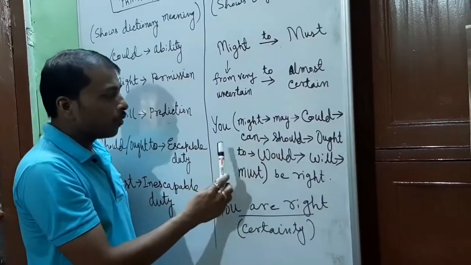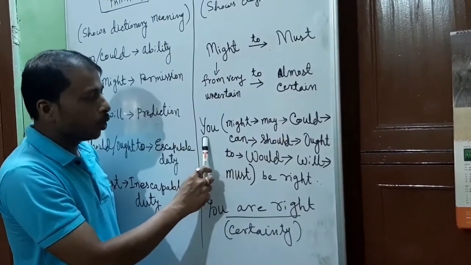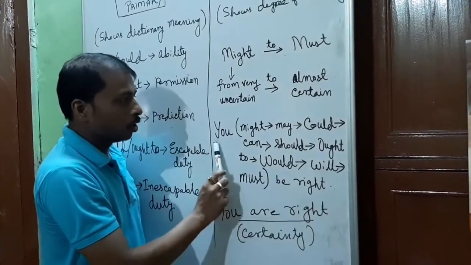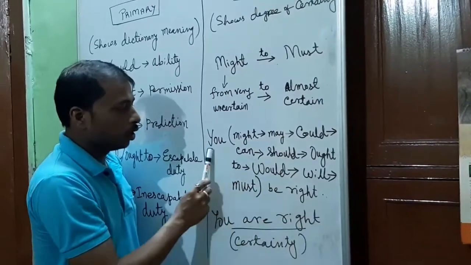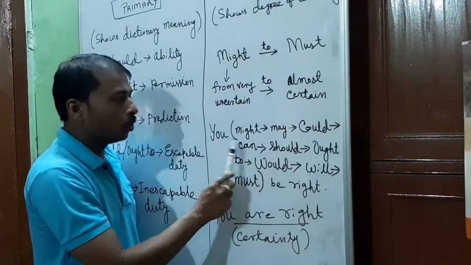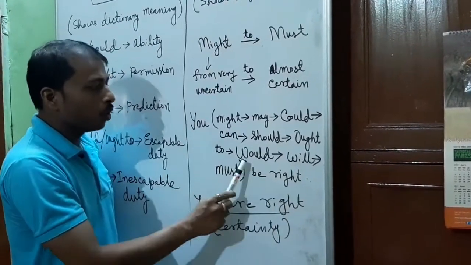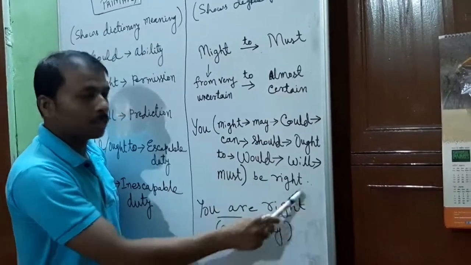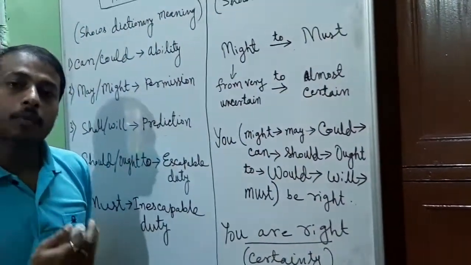Now let's look at the sentence. You might be right. You may be right. You could be right. You can be right. You should be right. You ought to be right. You would be right. You will be right. You must be right. Now I said all this in the same tone.